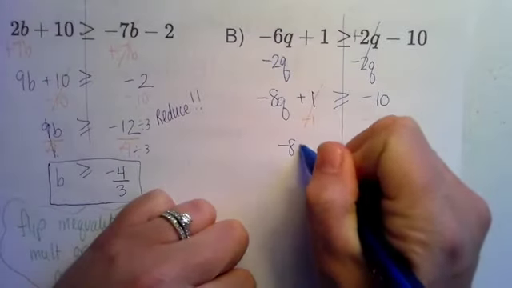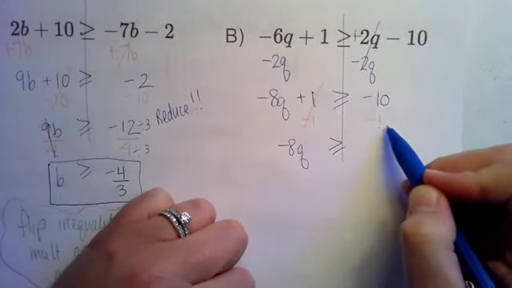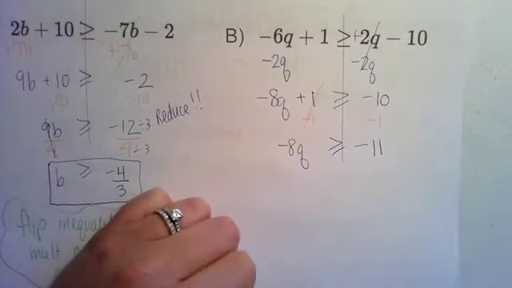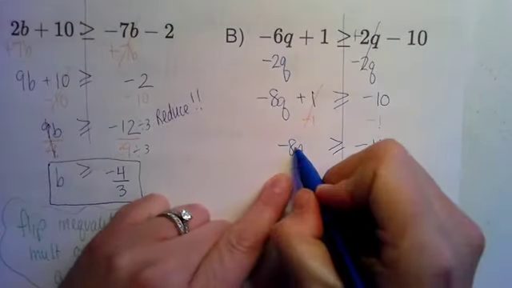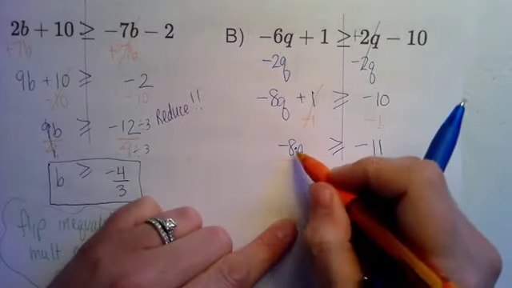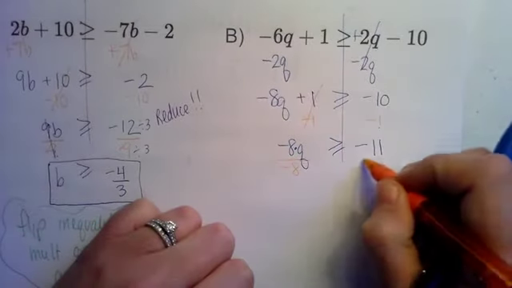So we have negative 8Q is greater than or equal to, here, who wins? Again, they join forces. A whole lot of negatives here. We got 11 negatives. And now to get Q by itself, this is negative 8 times Q. How do we break that bond? We divide. Inverse of multiplication is division. So we're going to divide by negative 8.